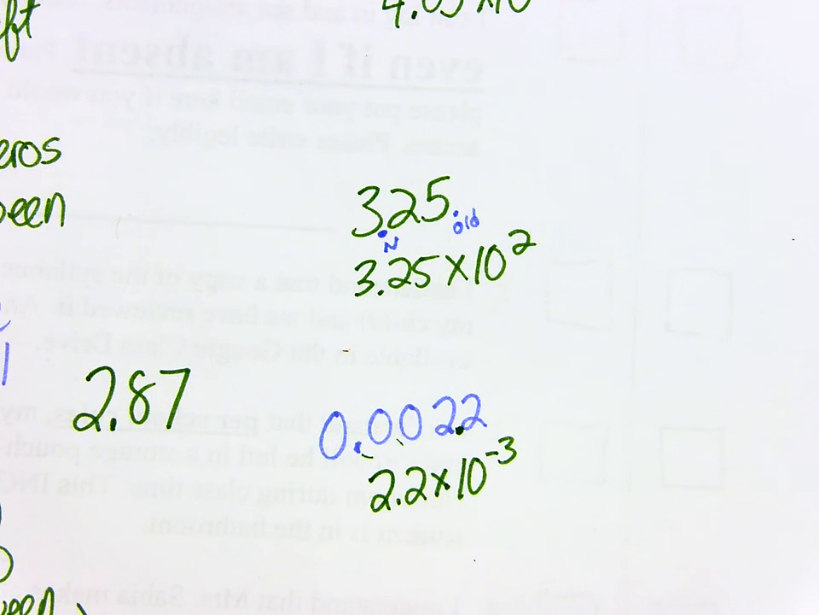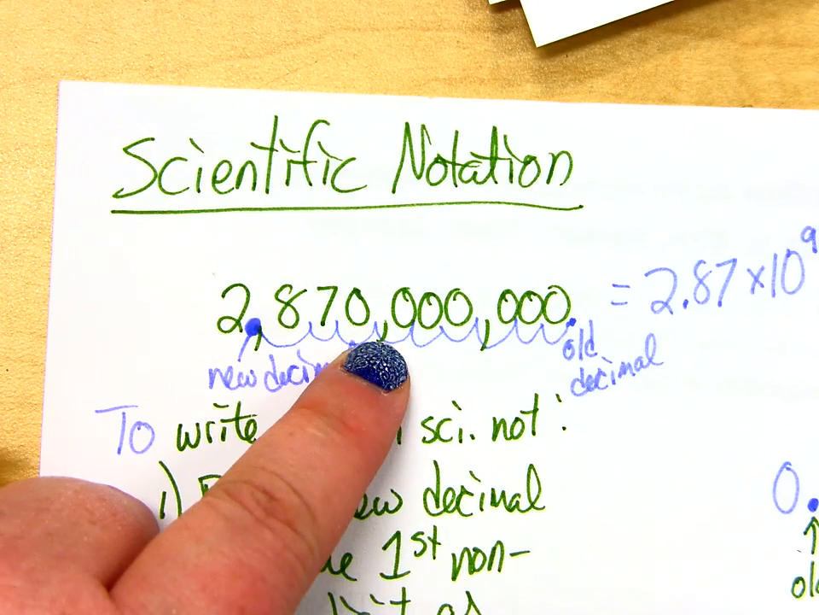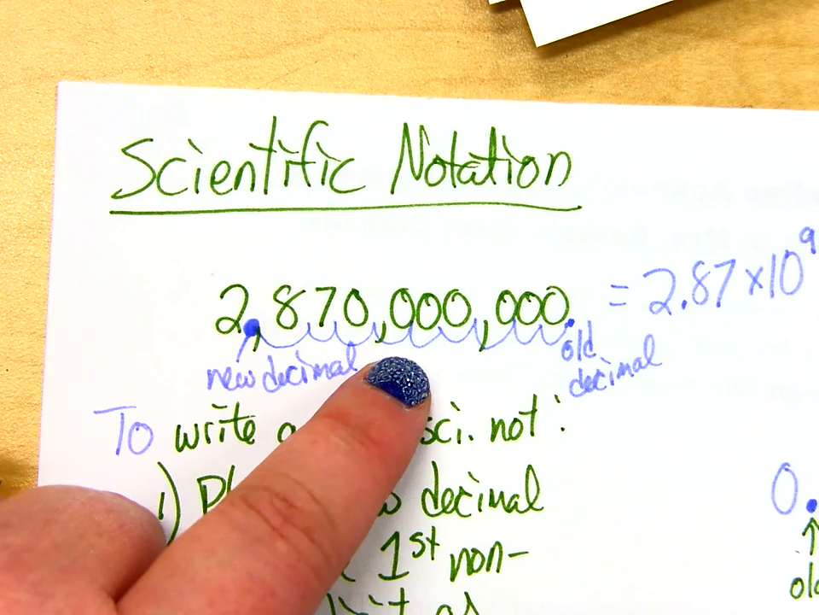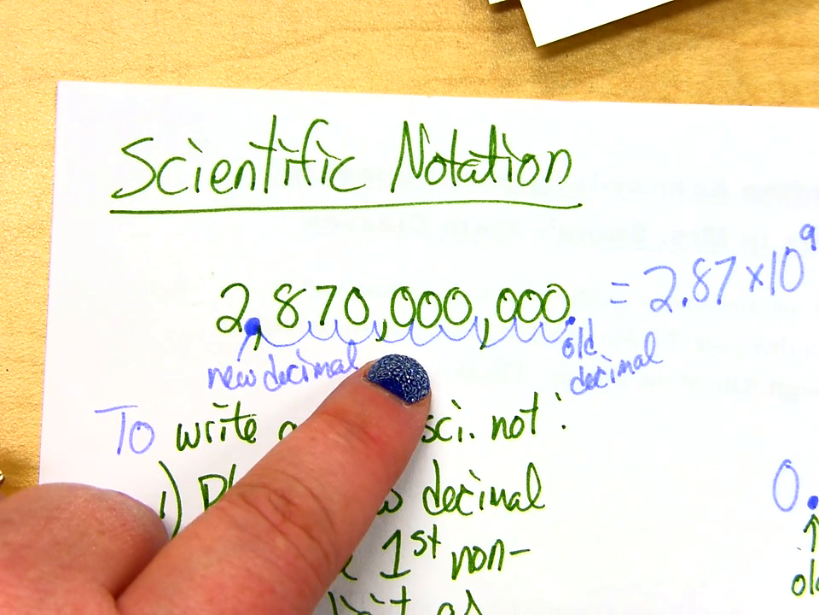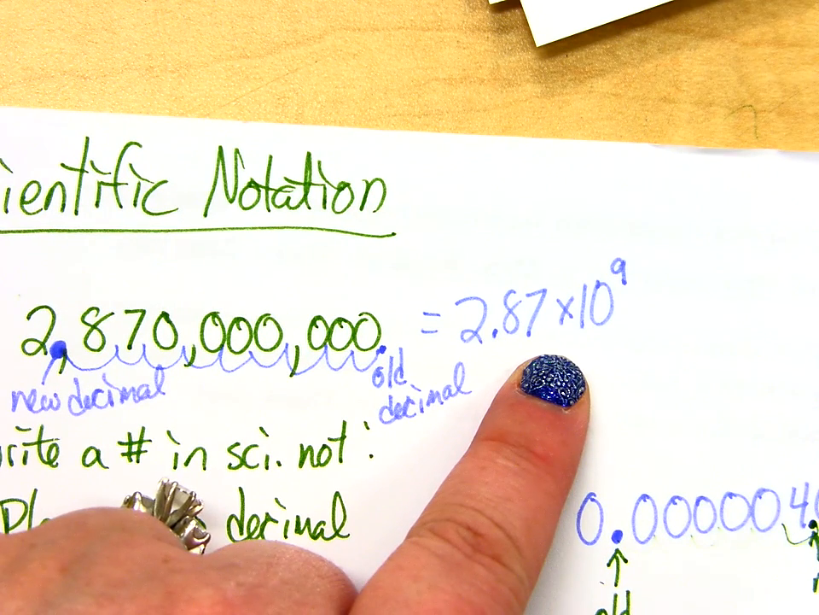Okay, so that's writing numbers in scientific notation. By the way, do you know what it's called when you write the number out long like this? It's just called standard form. So standard form of a number is to write it out long, and then there it is in scientific notation. Let's try going back the other way.